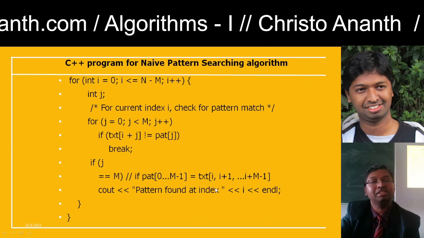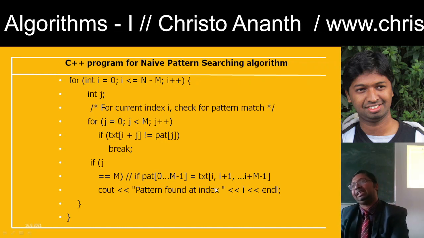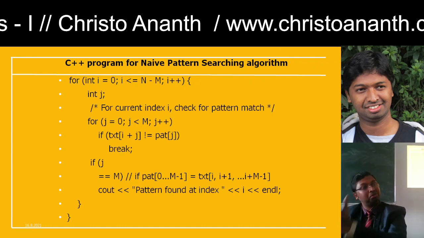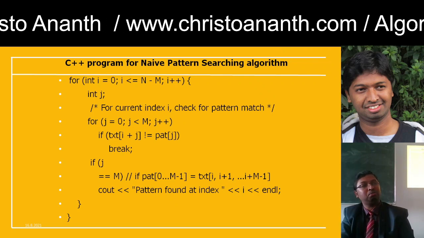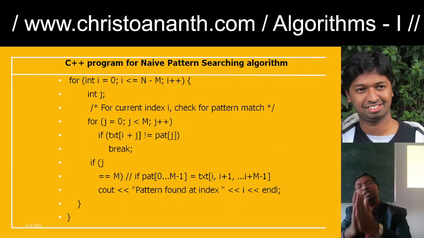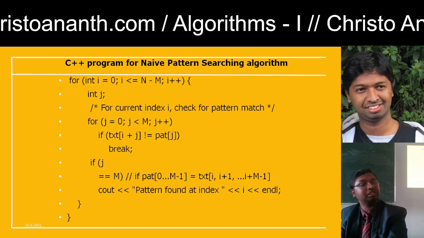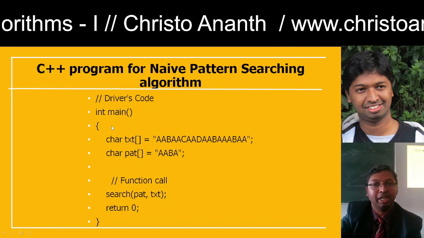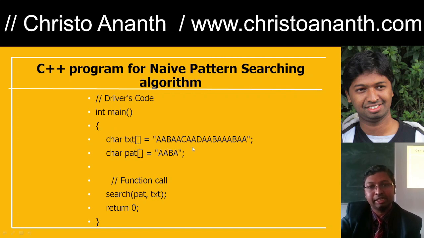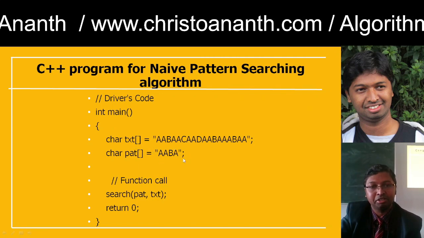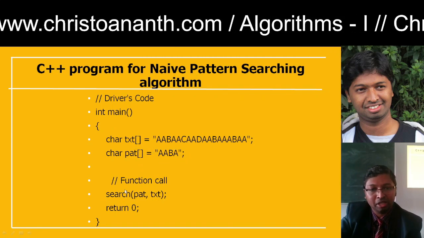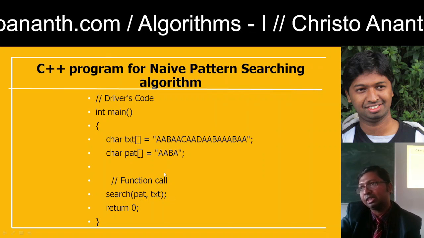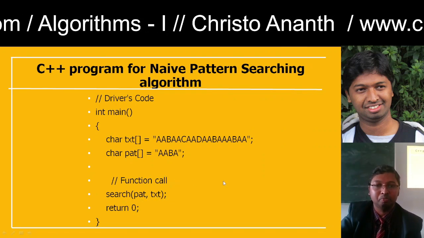It is not going to leave any variable, it is going to go step by step, irrespective of the numerical value, irrespective of capital letters, irrespective of small letters, it is going to go through each of the steps. So you have the driver code in the main function: character text, this one, and this is the pattern that you are going to search. Then you call search with pattern comma text, then return 0.